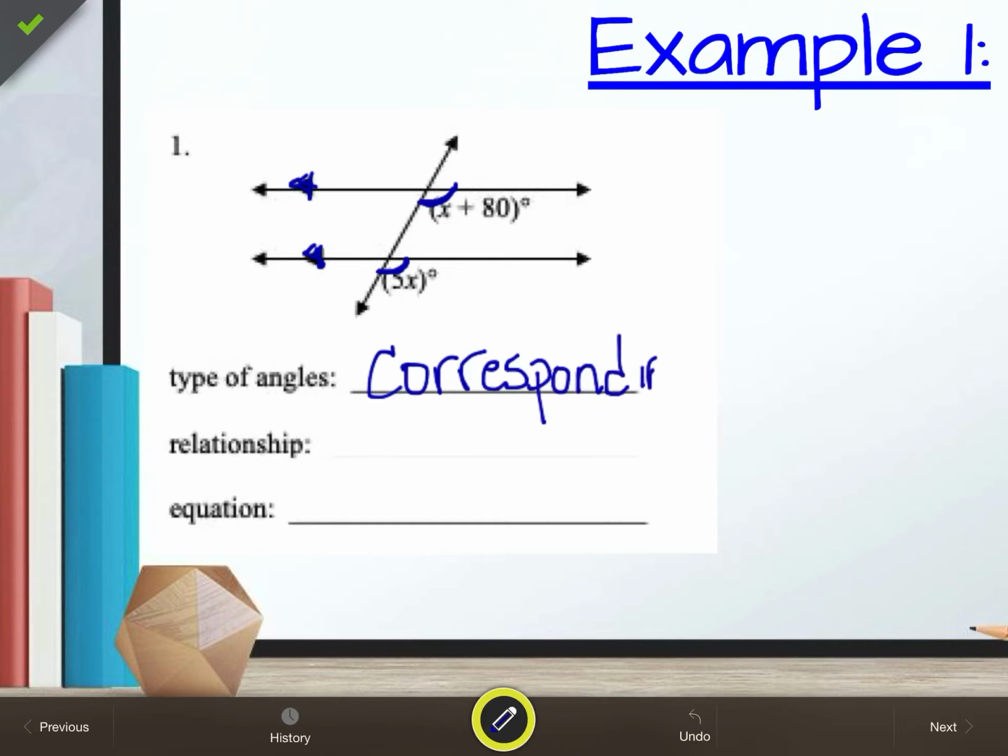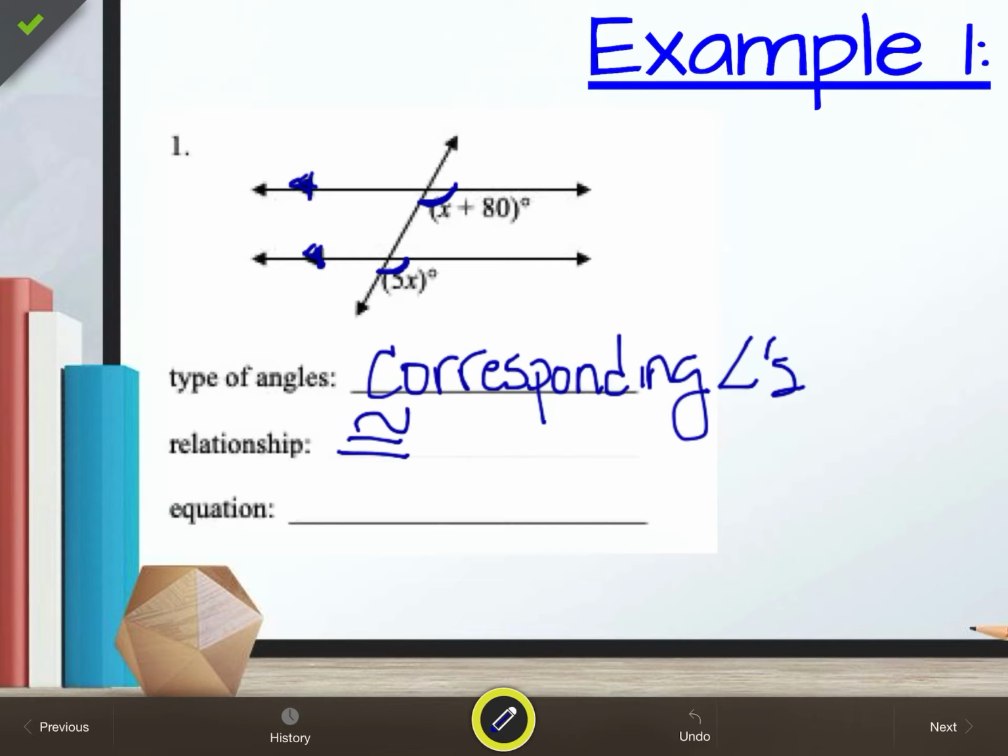Okay, so they are corresponding angles. What do I know about corresponding angles? That they are congruent. Now I've got to write an equation. Remember, congruent means they have the same measure.